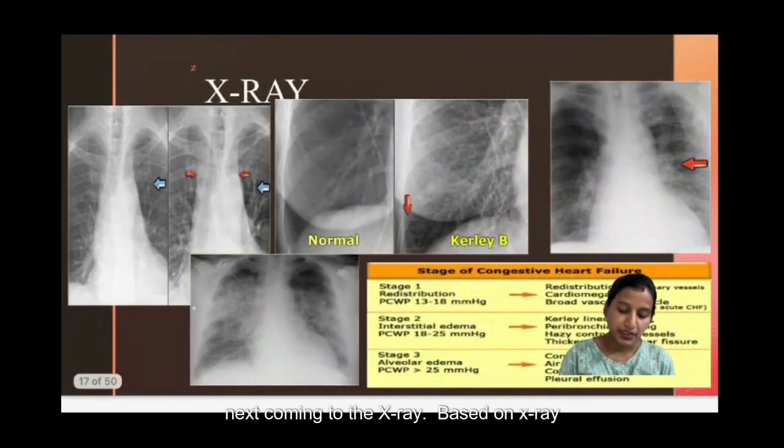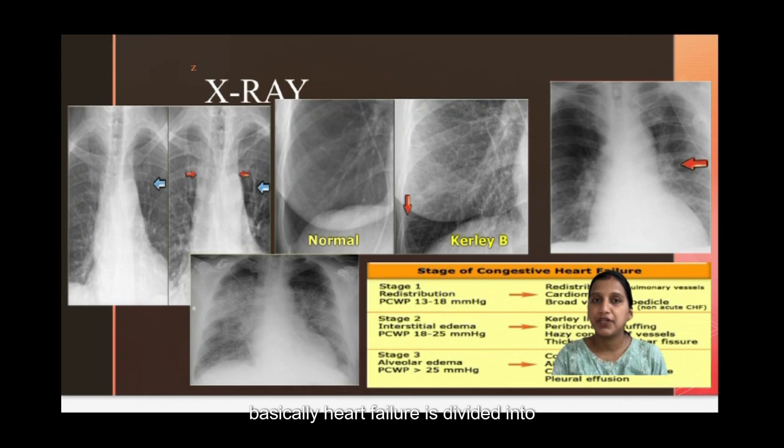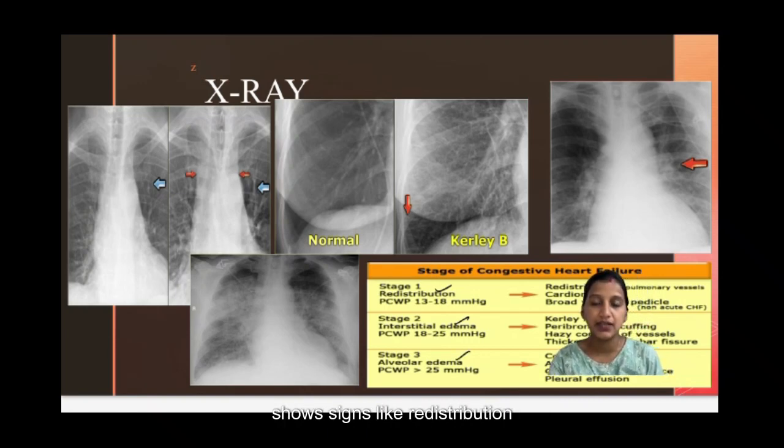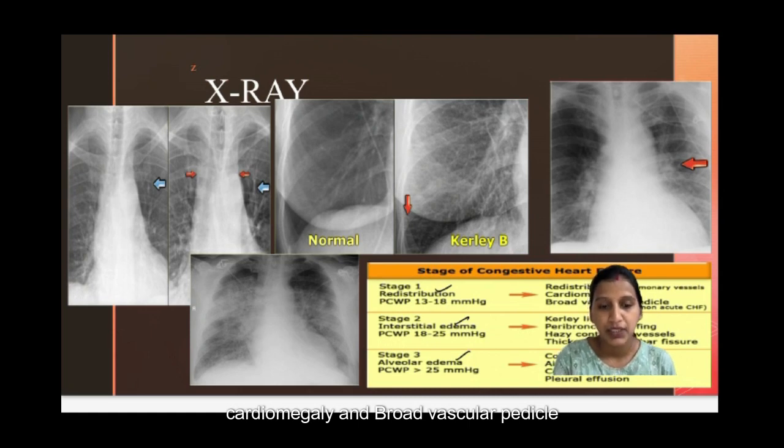Next, coming to the X-ray. Based on X-ray, heart failure is divided into three stages, that is stage 1, stage 2, and stage 3. Stage 1 basically shows signs like redistribution, cardiomegaly, and broad vascular pedicle. So, what is basically redistribution?